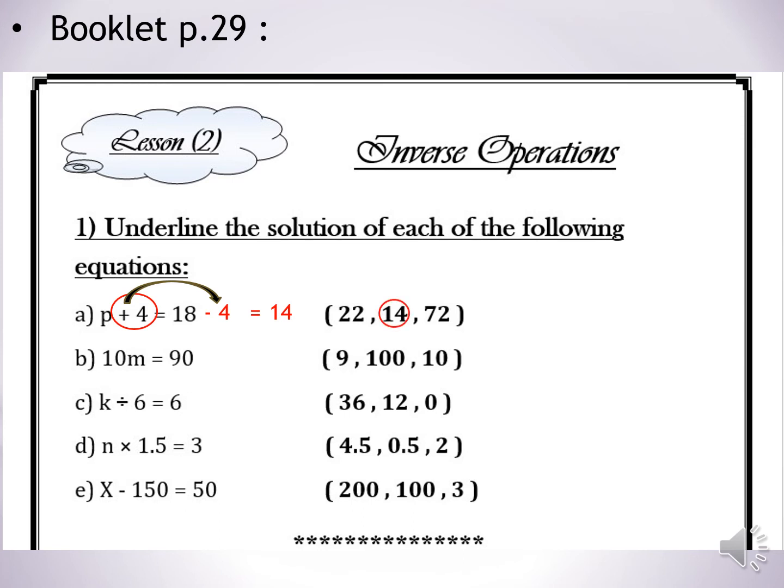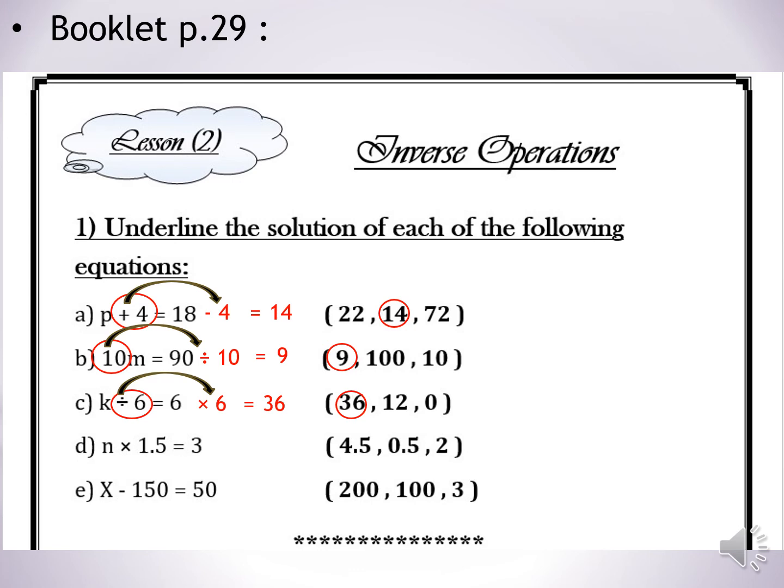Letter B, 10m equals 90. Send the number to the other side with the opposite sign. I have here a hidden multiplication, so it will be divide 10. 90 divided 10 equals 9, so m equals 9. K divided 6 equals 6. So send the number to the other side with the opposite sign. It will be times 6. 6 times 6 equals 36, so k equals 36.